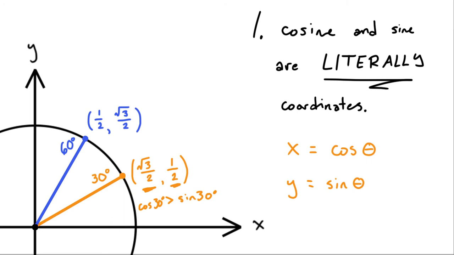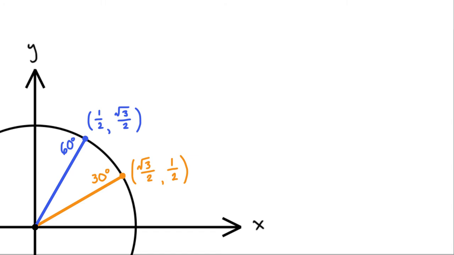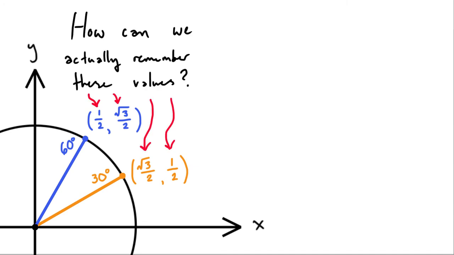We could apply the same reasoning to 60 degrees, seeing that the x-coordinate has to be less than the y-coordinate, which tracks with having the order 1/2 comma root 3 over 2. Or, in other words, the cosine of 60 degrees has to be less than the sine of 60 degrees. Now, this coordinate interpretation is useful when you already know the values that you're working with, but I kind of pulled these out of nowhere, so how can we actually remember these values?